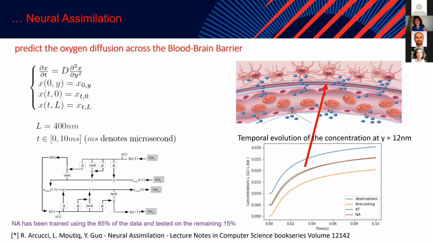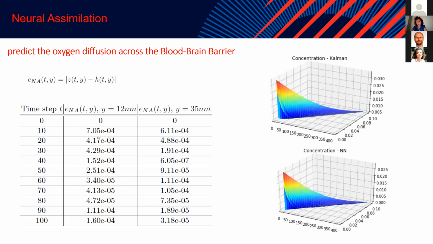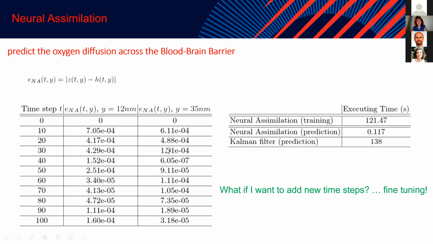So this is an experiment. This is the first experiment in 1D, how to use a neural assimilation to emulate a standard Kalman filter. And this is what happened. This is like oxygen passing through the blood-brain barrier. So this is the result of the Kalman filter, and this is the result of the neural assimilation. As you can see, we have the same accuracy. And you can see also here exactly the same accuracy.